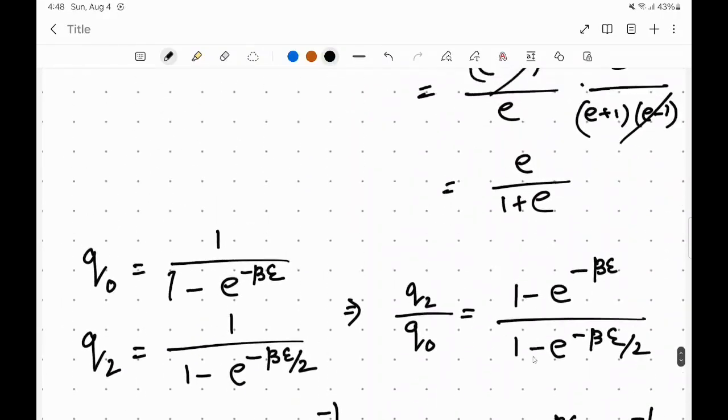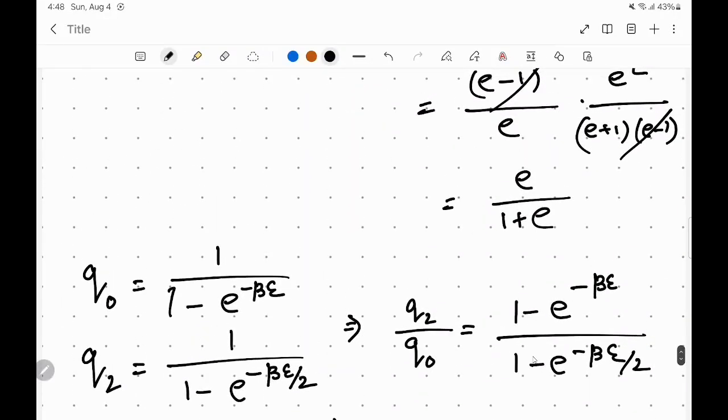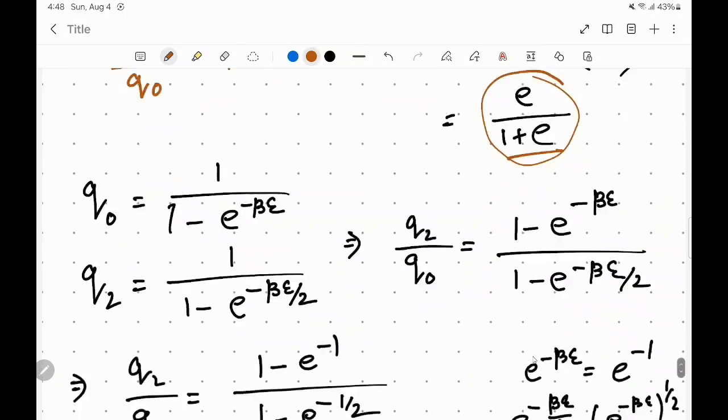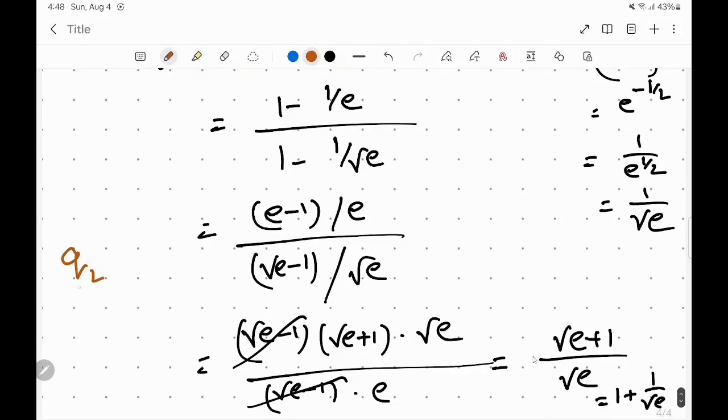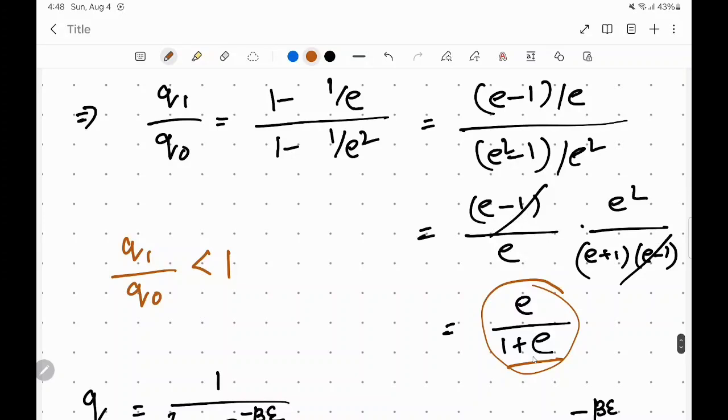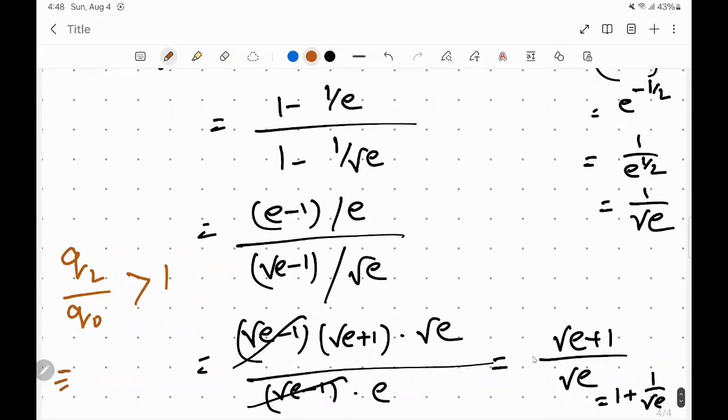So if you check, is this greater than 1 or less than 1? This value is less than 1, because this is 1 plus e. So you can write q1 by q0 is less than 1, whereas q2 by q0 is greater than 1. So when the spacing is increased, q1 is less than q0, so the partition function decreased, but when the spacing is decreased, the partition function increased.